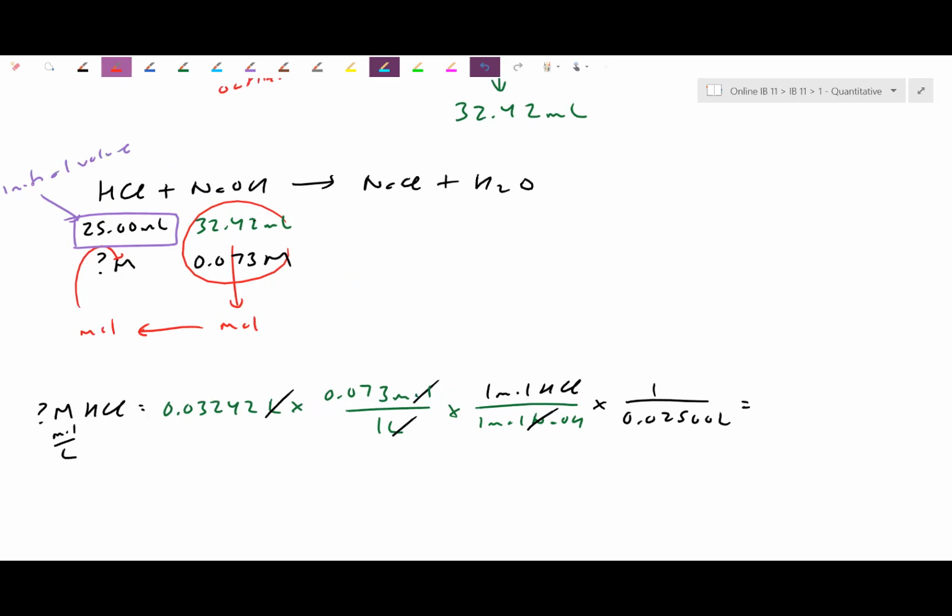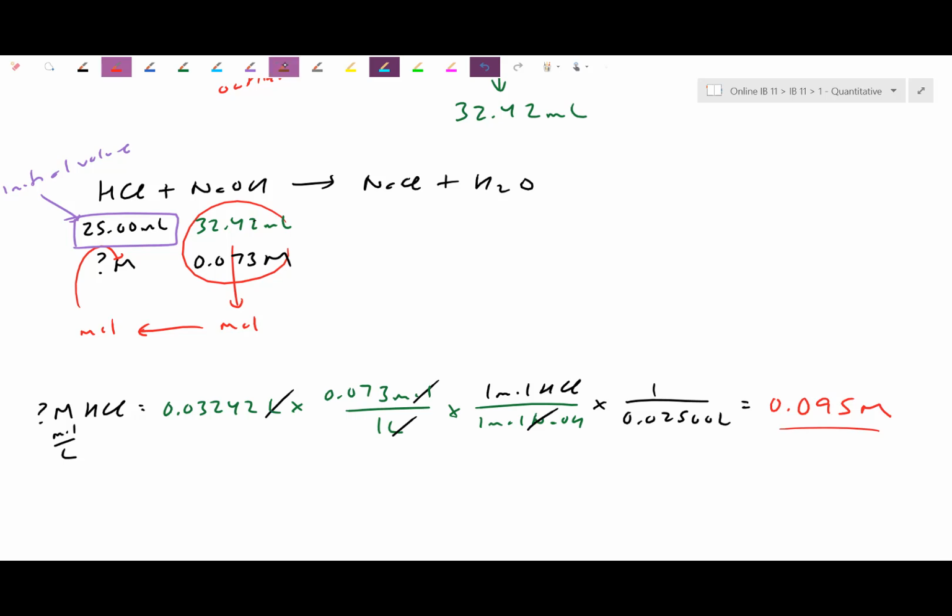We're getting 0.03242 multiplied by 0.073 divided by 0.025. And I get here the concentration as 0.095 molar, which matches up with what we expected. They told me it was roughly 0.1 molar. I now have a little bit more precision. Now, looking back at this procedure, you want to see where you actually lost significant figures, and see if you can use more accurate glassware so you can get this concentration to an even higher precision.